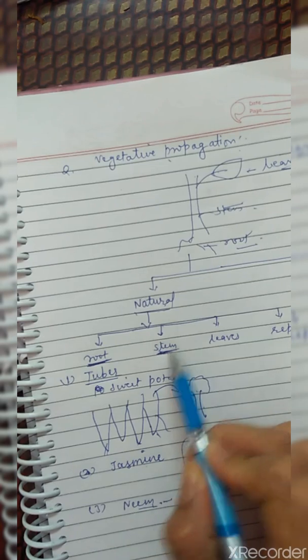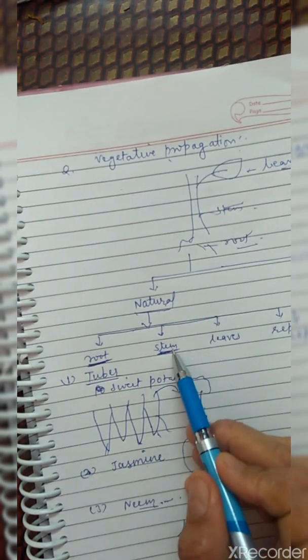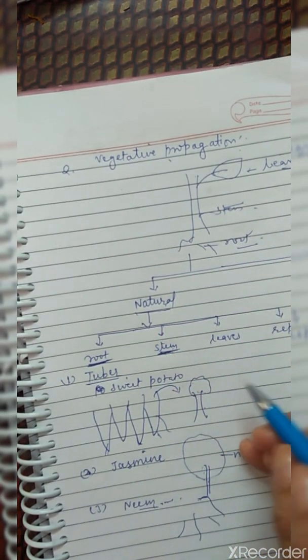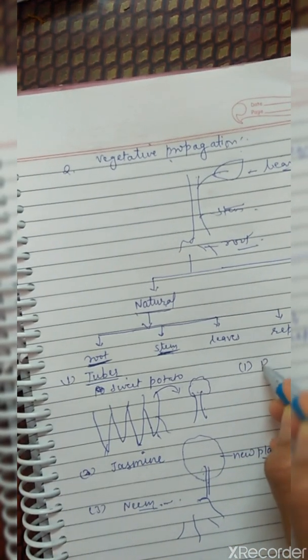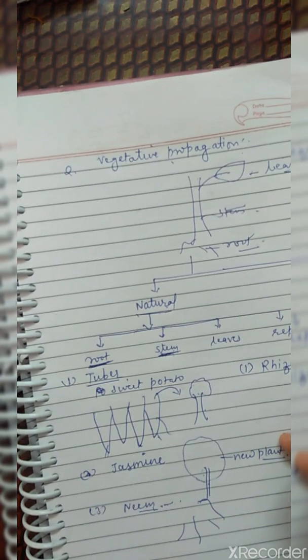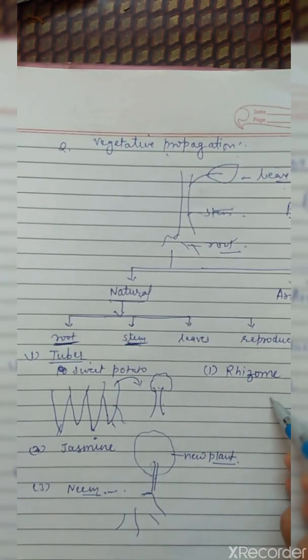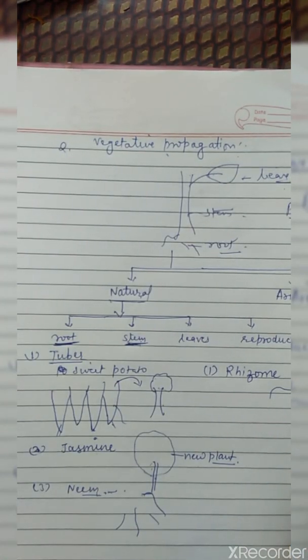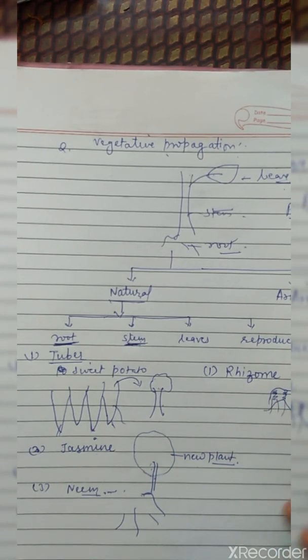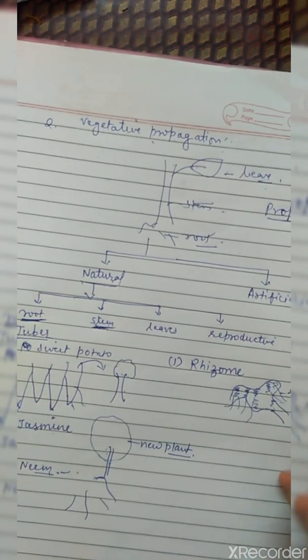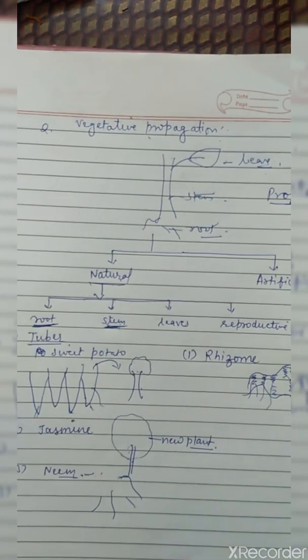Another mode of natural vegetative propagation is by stem. An example of propagation by stem is rhizome. What is rhizome? An example of rhizome is ginger. You all have seen nodes on ginger which has hair-like structures, that is called rhizome.